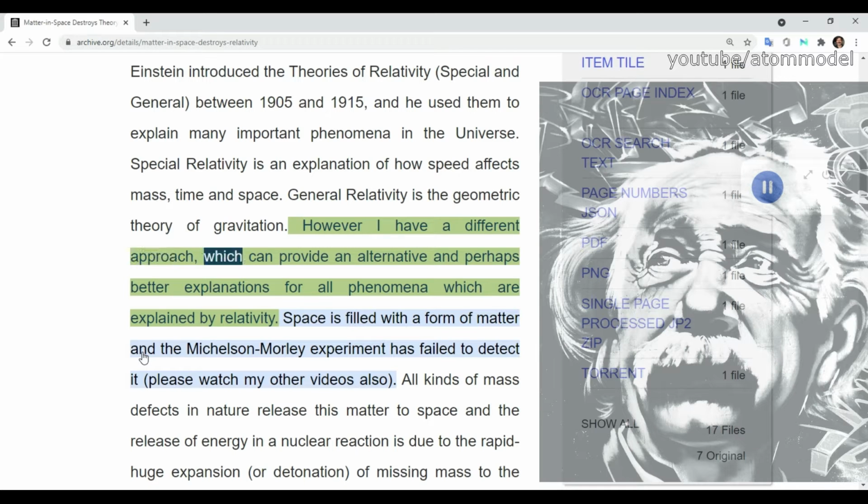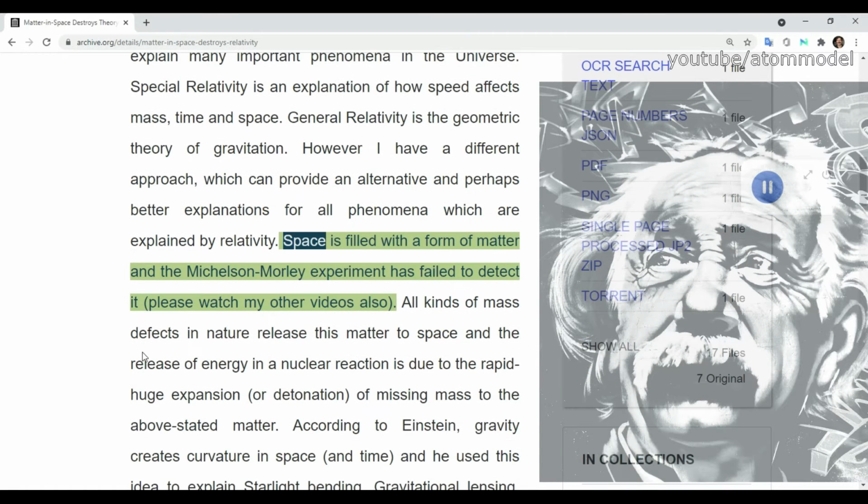However, I have a different approach, which can provide an alternative and perhaps better explanations for all phenomena which are explained by relativity. Space is filled with a form of matter and the Michelson-Morley experiment has failed to detect it.